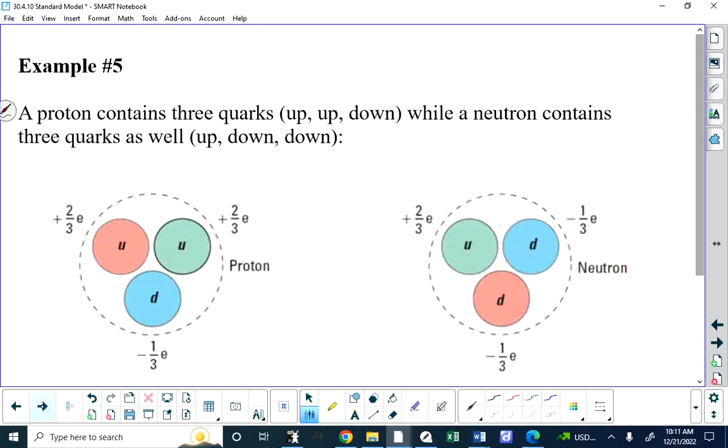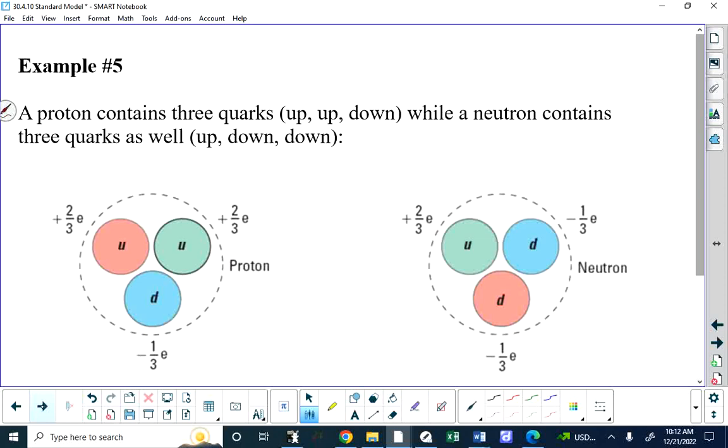All right, so there's a diagram of a proton and a diagram of a neutron. By the way, there are different types of up quarks. Quarks have something called color charge. It's not charge, it's called color charge. And there are three types of color charge: red, blue, and green. So it just turns out that in a proton, you have two up quarks, and one of them has a red color charge and one of them has a blue color charge. But we don't need to worry about that.